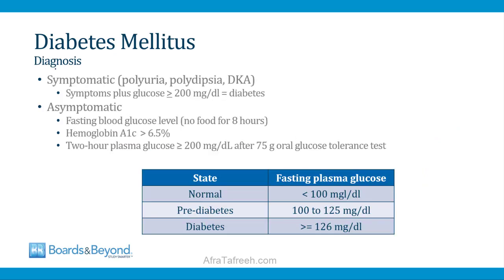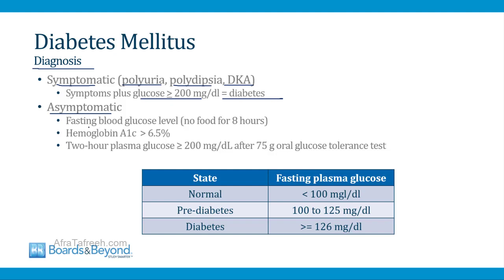The criteria that are used to make the diagnosis of diabetes mellitus depend on whether the patient is symptomatic or asymptomatic. Symptomatic patients have clinical features like polyuria and polydipsia or diabetic ketoacidosis. In this situation, symptoms plus a glucose level greater than or equal to 200 is enough to make the diagnosis of diabetes. In asymptomatic patients, there are a couple of ways you can meet diagnostic criteria for diabetes.